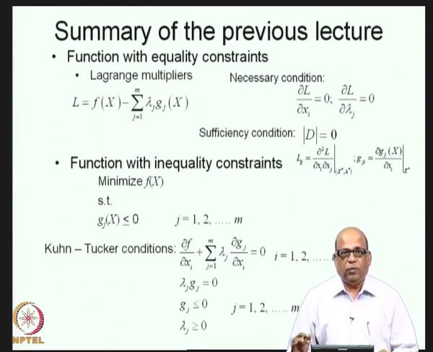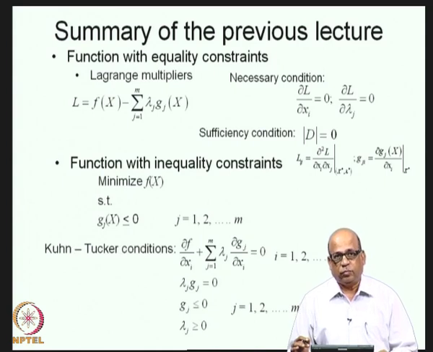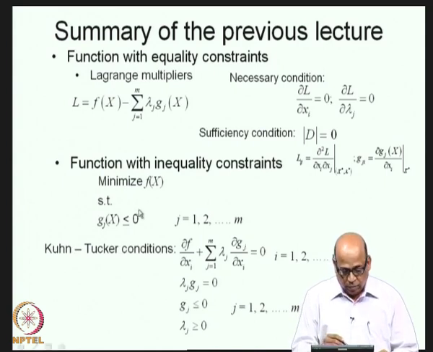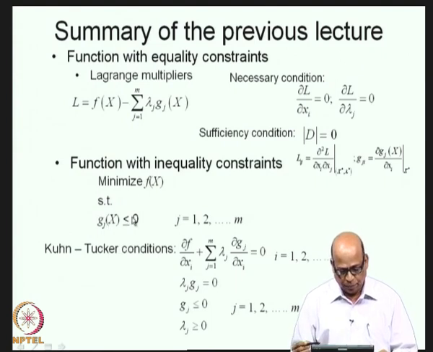For such a general optimization problem, we state the Kuhn-Tucker conditions as follows. This is for the particular combination of minimization of the objective function subject to gj of x less than or equal to 0. So, you have the objective function as minimization and the constraints are all of the form gj of x less than or equal to 0.